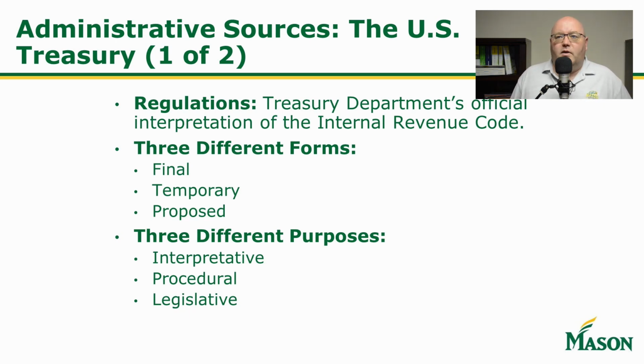Temporary is basically where the IRS thinks they want to do something a certain way, and they're not 100% sure, so they're going to put out a temporary regulation and say, hey, for now, this is how we're going to treat this. Maybe they're still chewing on it, and they don't know how they want this to flow out. So they'll say, this is how we're going to do it temporarily while we get this sorted. And then proposed is, hey, we've come up with an idea.